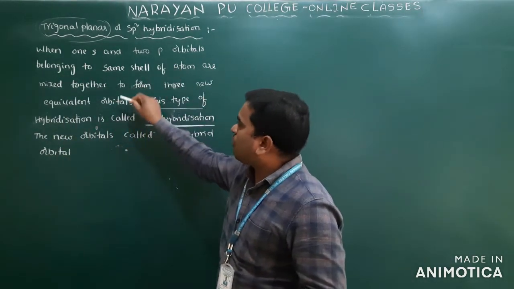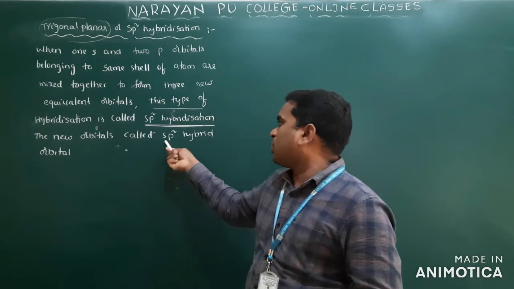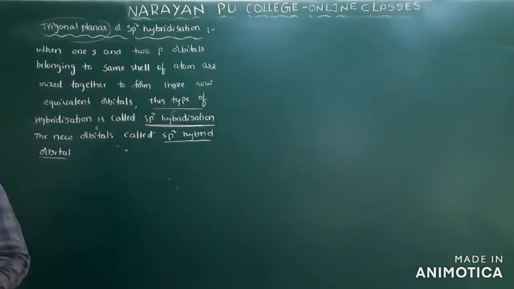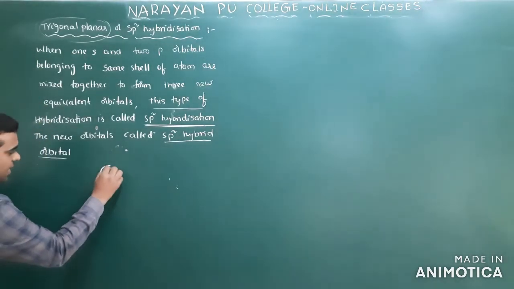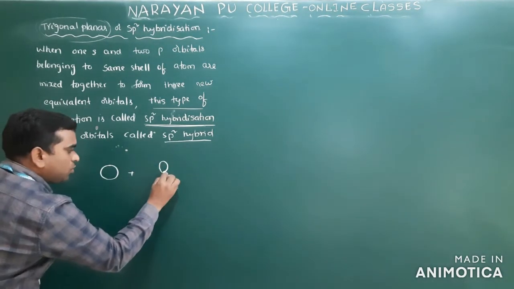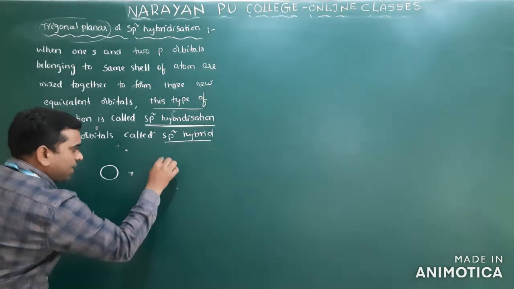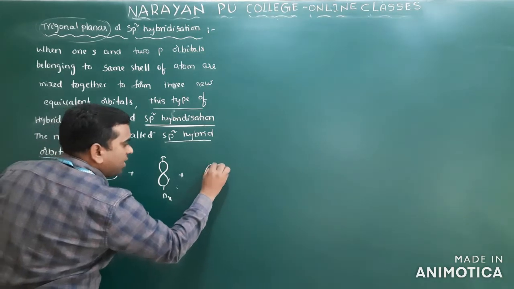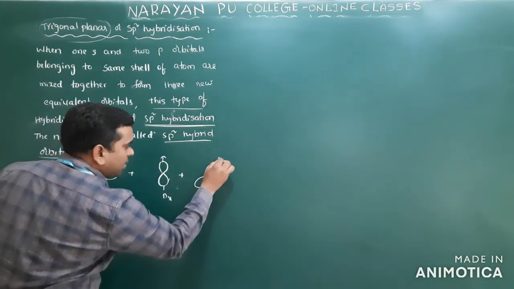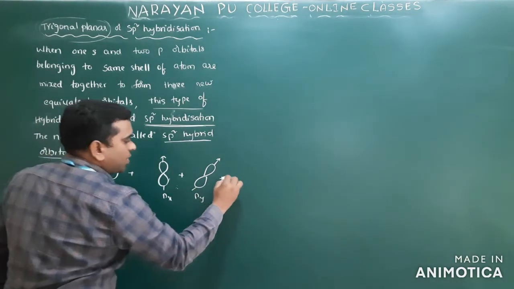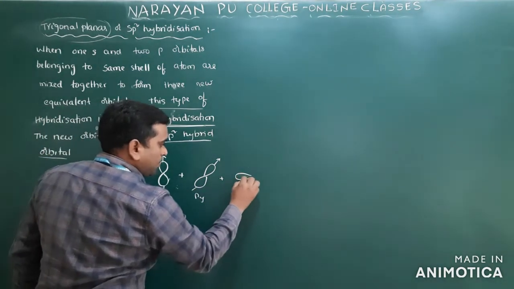Three new orbitals are formed. Those we will call sp2 hybridized hybrid orbitals. Clear? How do they form? Simple, I will take here one s orbital. Any two p orbitals. Clear? I am taking here px, this is the px, plus py. This is py. And also another one is there, what is it? pz. This is pz.